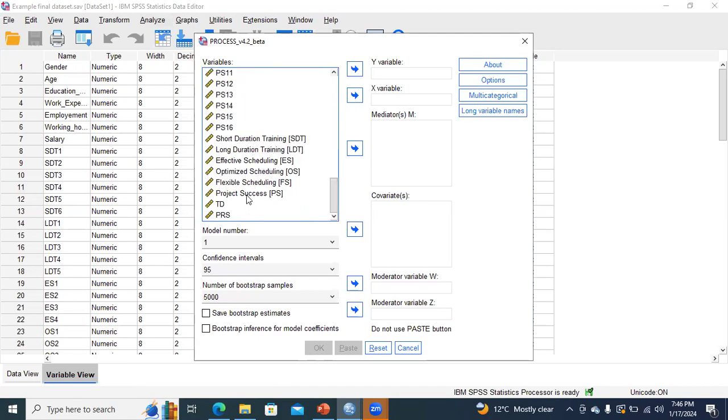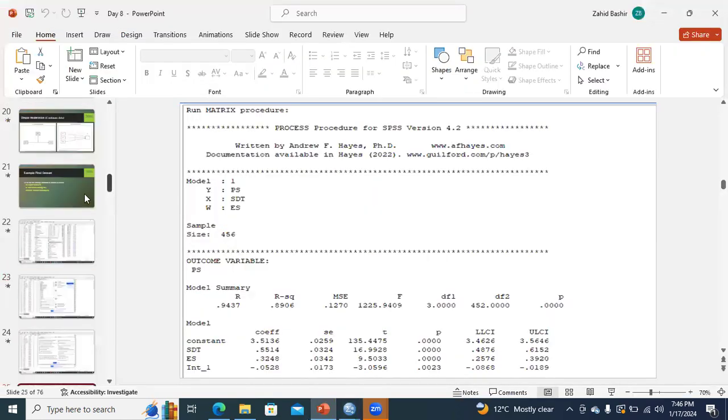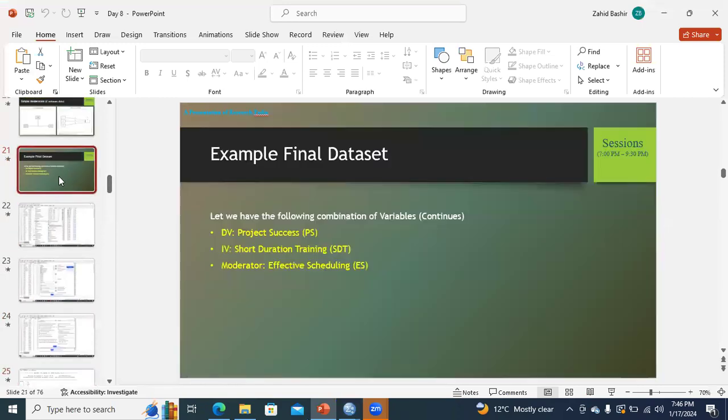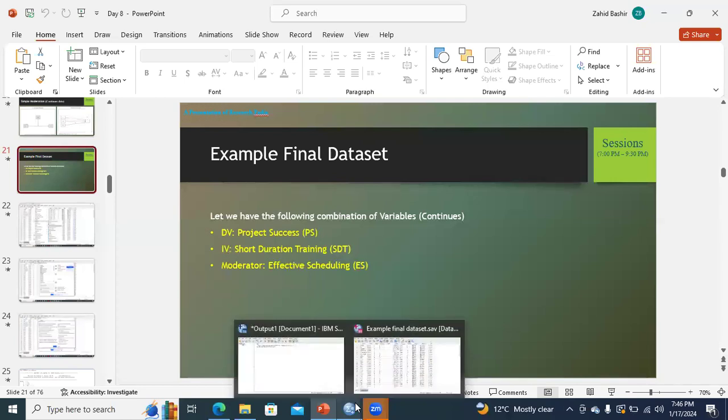My dependent variable is project success over here, because I am using the following combination to let you know this example. So project success is my dependent variable, short duration training (SDT) is my independent variable, and my moderator is effective scheduling. So I am interested to know whether the impact of short duration training is moderated, or changes, or becomes stronger or weaker using the effective scheduling.